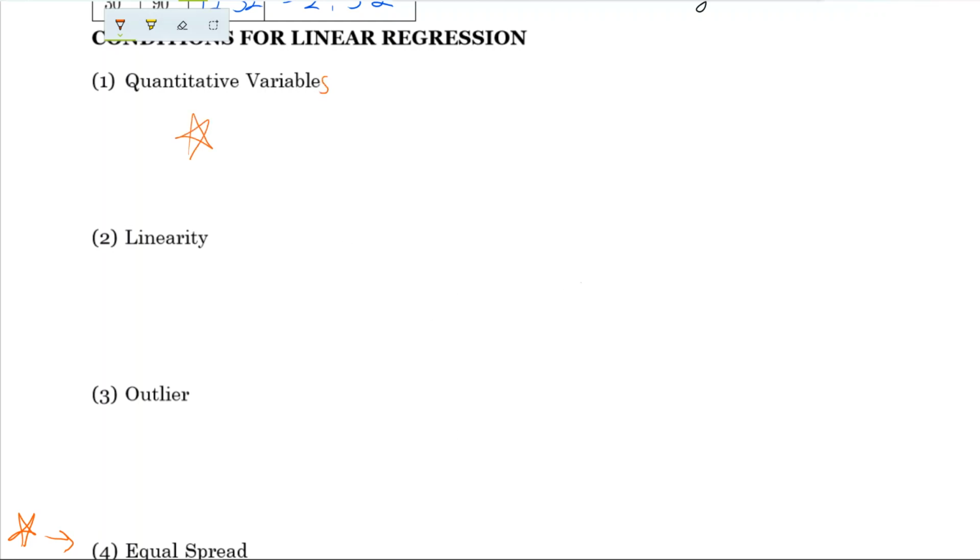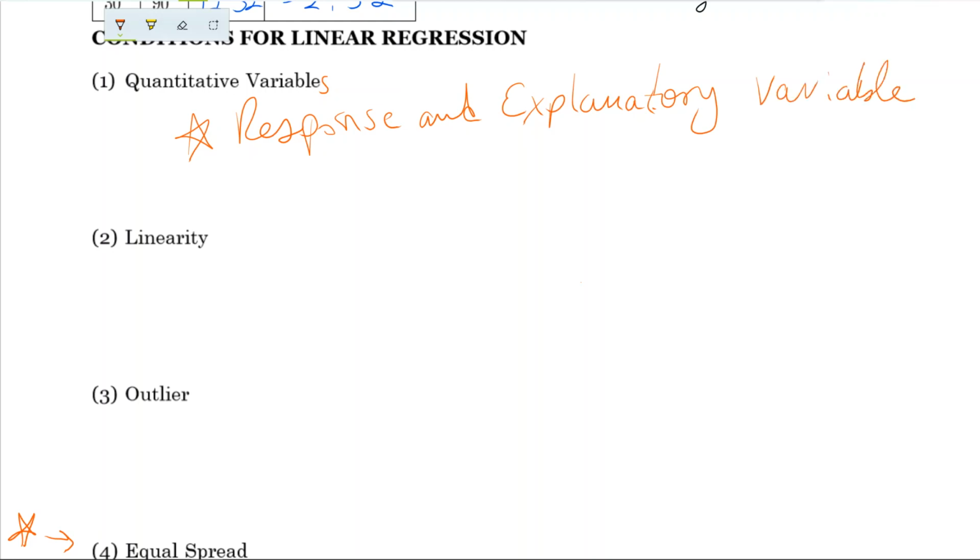When you're looking at this, your response and explanatory variable, and these first 3 should really be reviewed from last time. They both have to be quantitative. If one of them isn't, you can't use linear regression.